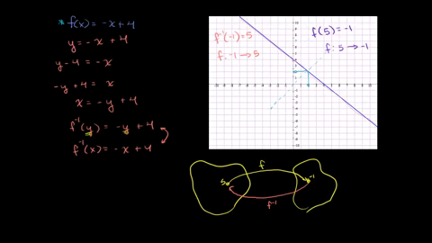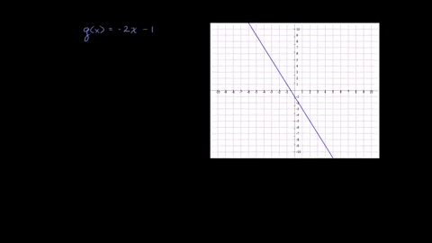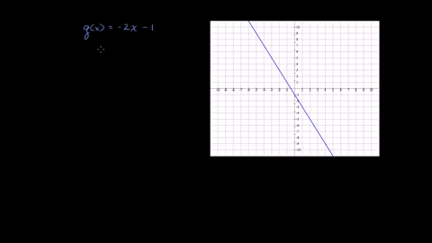Let's do one more of these. So here I have g of x is equal to negative 2x minus 1. So just like the last problem, I like to just set y equal to this. So we say y is equal to g of x, which is equal to negative 2x minus 1. Now we just solve for x. y plus 1 is equal to negative 2x. Just added 1 to both sides.